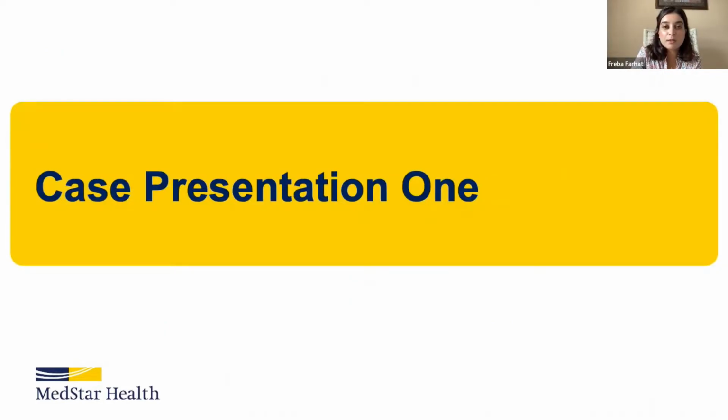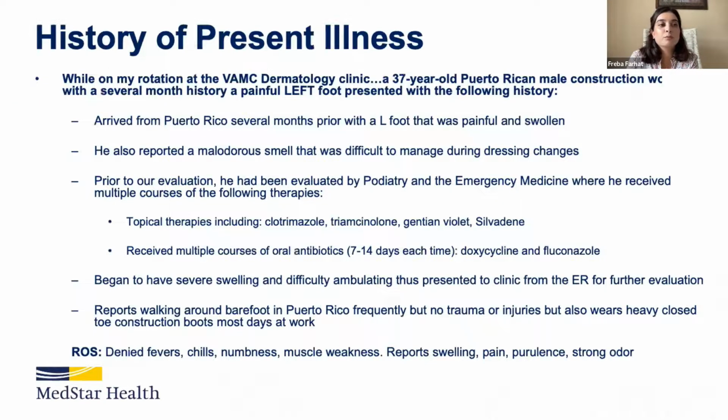So for case presentation 1, the history of present illness, pretty exhaustive, but I'll walk you all through it. While I was on my rotation at the VA Medical Center, at the dermatology clinic down in Richmond, a 37-year-old Puerto Rican male who is a construction worker with a several-month history of a painful left foot presented with the following history. And of note, the patient had actually presented to the ER, but we got an urgent call from one of the providers there stating that they were at a loss as to how to treat this patient, and they were hoping to see if we could add him in on an urgent basis in the afternoon clinic, which we were happy to do.